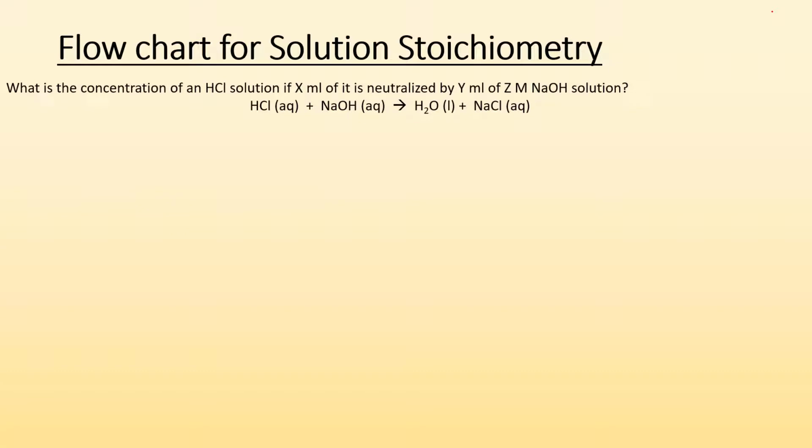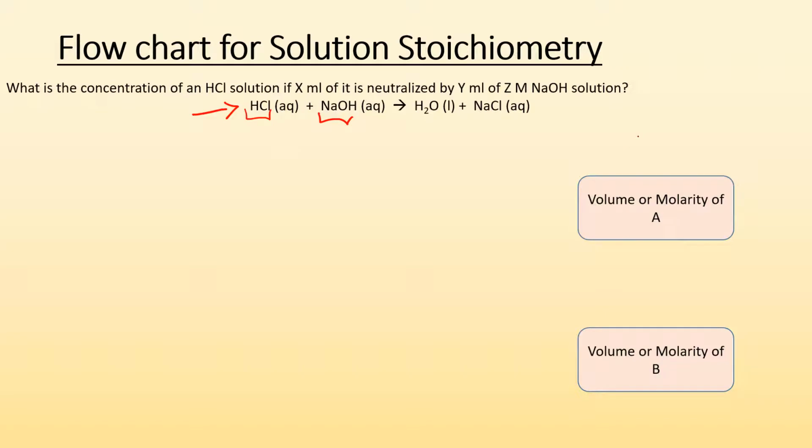Right, so let's take a look. Here's a flow chart. What is the concentration of an HCl solution if X amount of it is neutralized by Y amount of some molar NaOH solution? I'm keeping the numbers out of it for now because I want us to think about it. So first you need to start with your balanced chemical equation, because you need to know how much HCl is needed to react with each NaOH. You need to know that ratio.